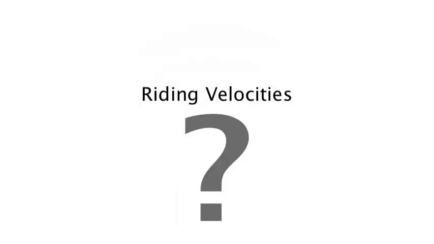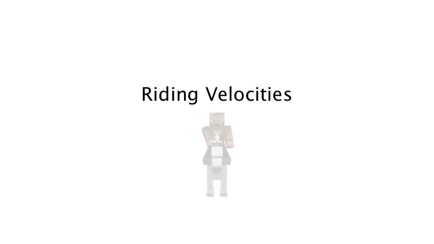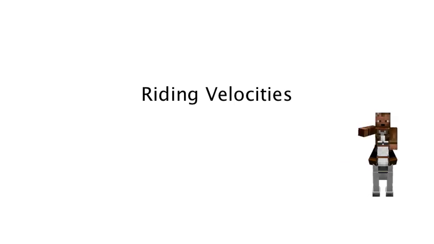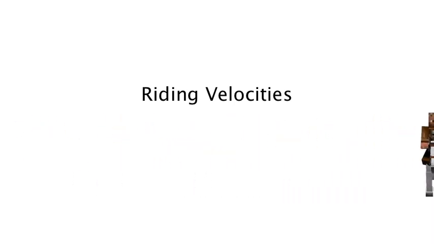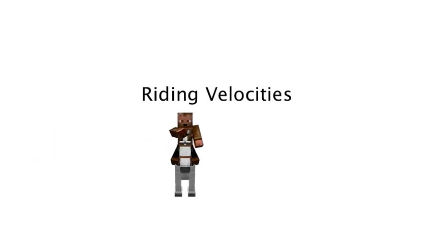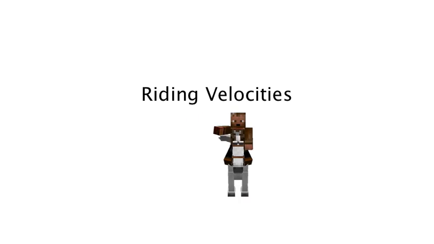What about option number 2, riding velocities? What is riding velocities? Riding velocities was the idea that one could sit on a horse, for example, and then the horse could be given a velocity with the entity data command. This would get rid of the jittery problem with sequential teleportation. However, this brings a whole host of new problems.